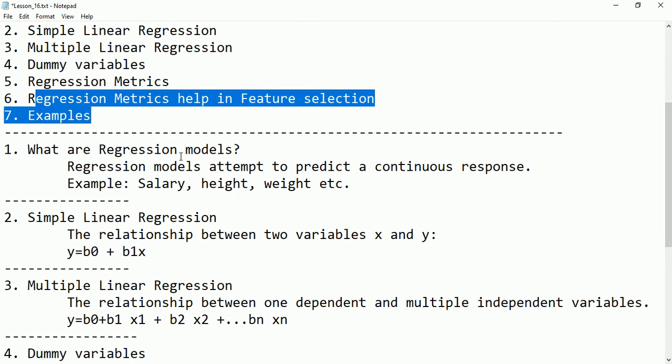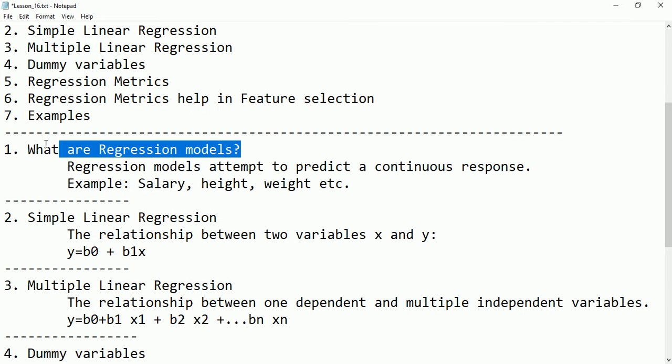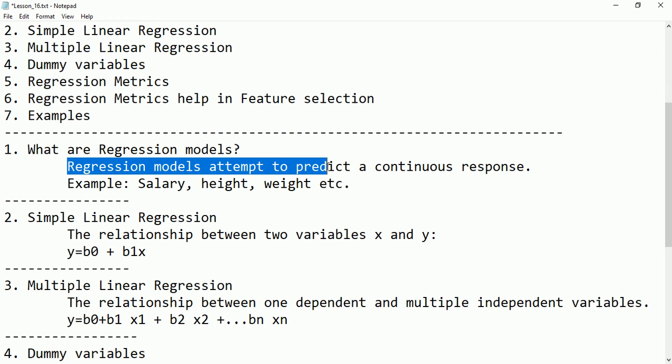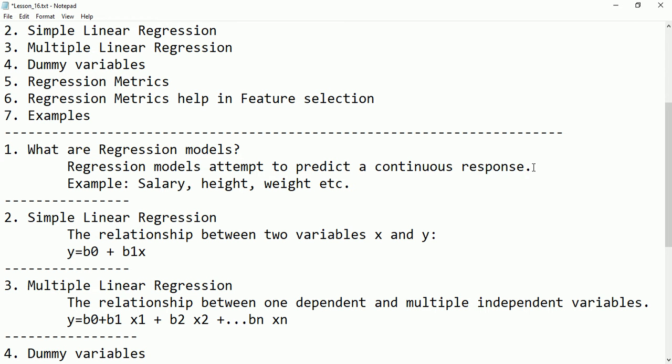So let's see, what are regression models? This is a question. What are regression models? Regression models, a very simple definition here, friends: regression models attempt to predict continuous responses. So we provide the model the data, which is called the input, or we say the predictors or the features for the system. The predicted output is nothing but continuous values. It will be in the form of continuous values.